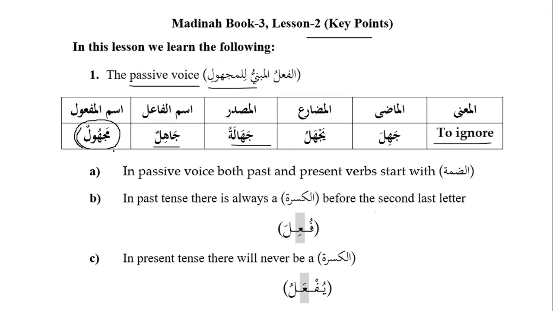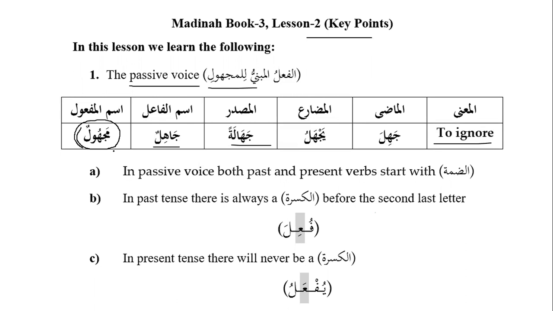Because the doer in such kind of sentences is unknown. We don't know who performed the action. For example, we say, Nasara Bilalun Zaidan. Bilal helped Zaid. But if we say Nusira Zaidun, Zaid was helped.